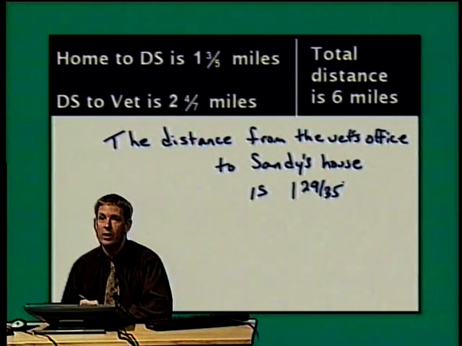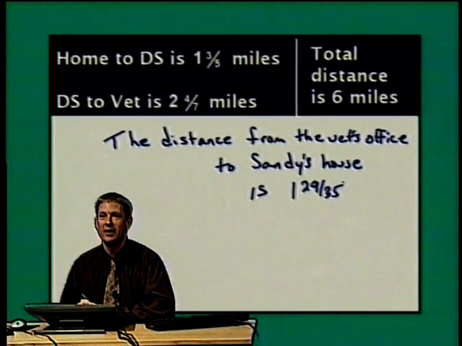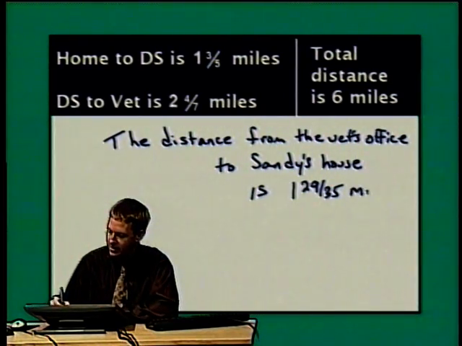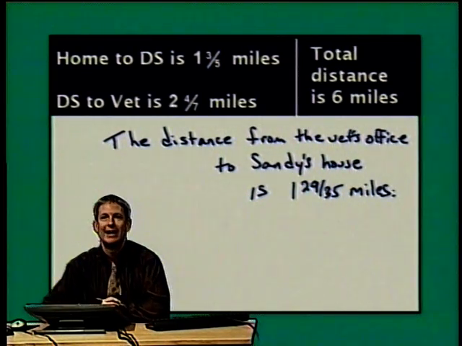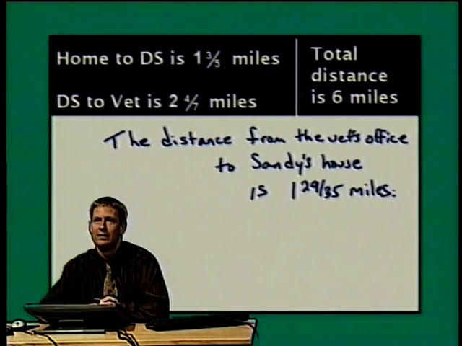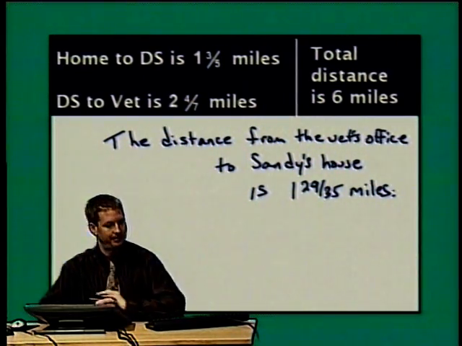But again, this is not complete. Is it 1 and 29/35 kilometers? Is it 1 and 29/35 feet? I need a unit here. And the unit is miles. And now we have a good conclusion. The distance from the vet's office to Sandy's house is 1 and 29/35 miles.